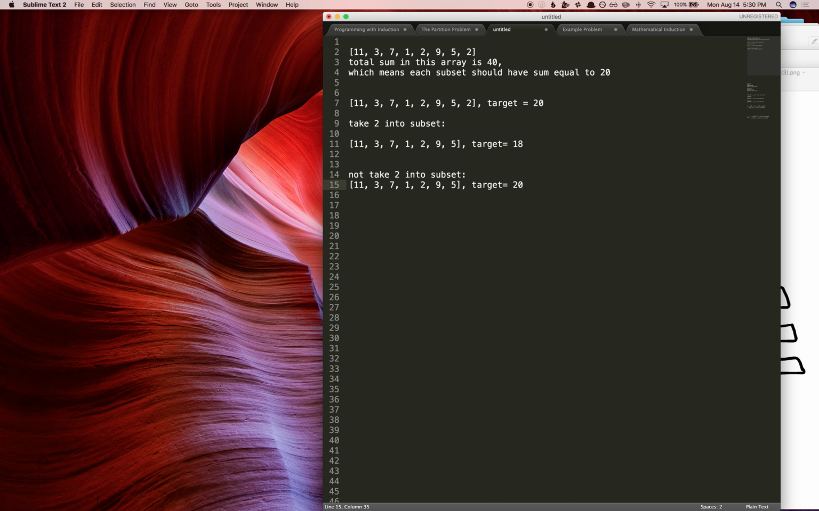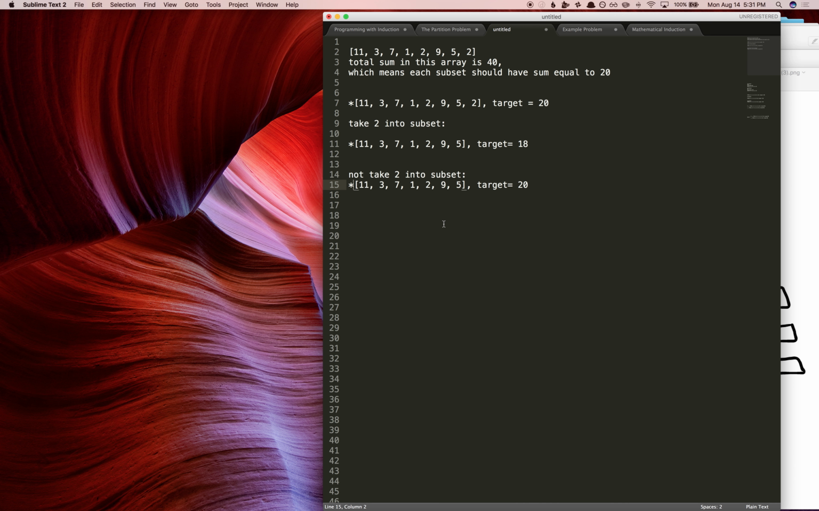What you kind of notice is, if we look at the problem in line 7, and we look at the problem at line 11, and we look at the problem in line 15, let's put a star. What you'll notice is that the problems on line 11 and line 15 are very similar to the problem in line 7. The only difference is that the target is different, and the array has one element fewer.